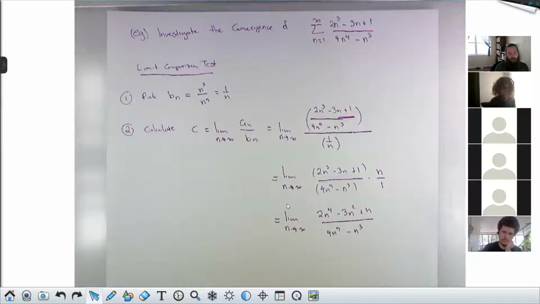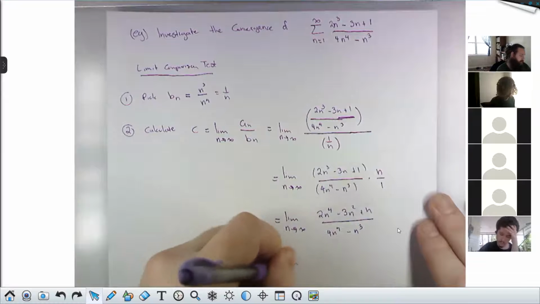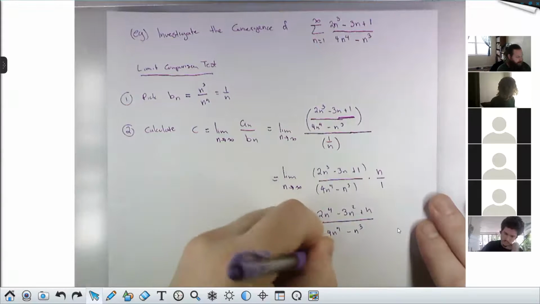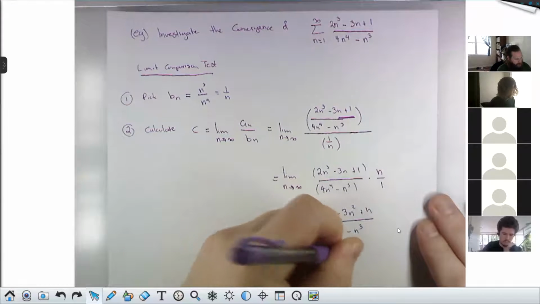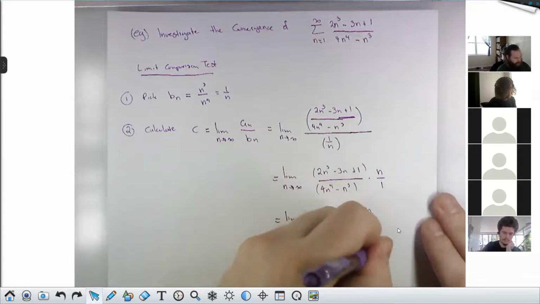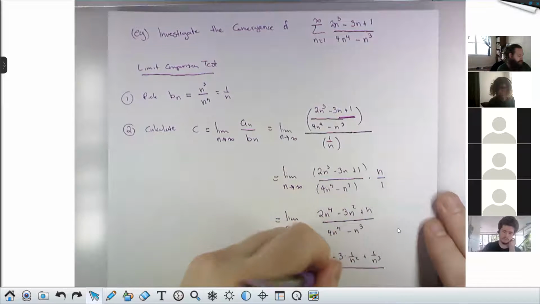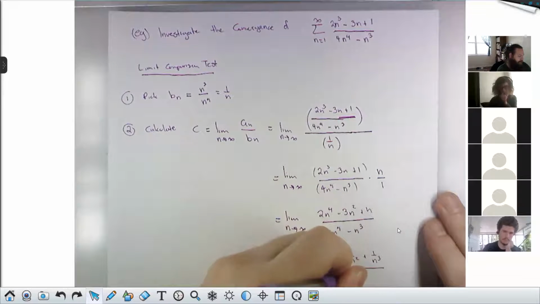And there's a bunch of ways to take this limit. You can use L'Hopital's rule if you want, but it's going to take 4 applications of L'Hopital's rule. I don't want to do that. You can use the renormalization trick, where you divide every term on top and bottom by n to the 4. Let's do that. That would give me 2 minus 3 times 1 over n squared plus 1 over n cubed, all divided by 4 minus 1 over n.